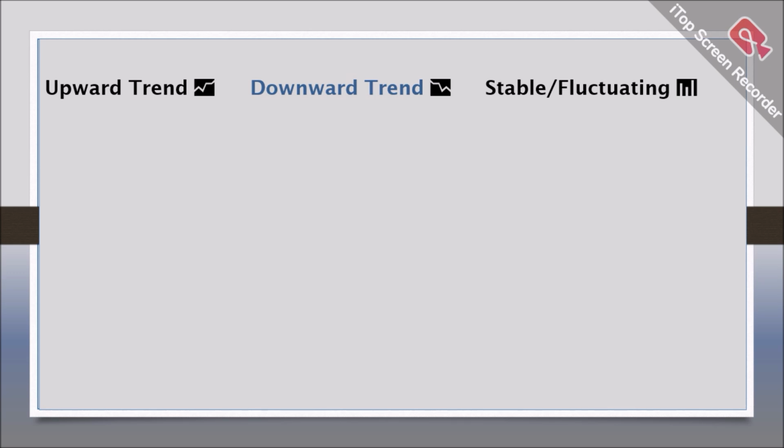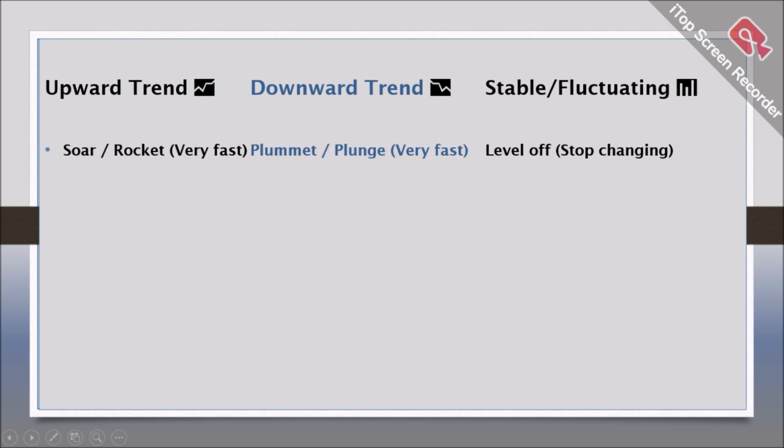When we're describing our graph and the trends, whether it's going up or down, increasing or decreasing, let's look at some more advanced vocabulary that we can use. So to soar or to rocket, it's an upward trend. It means to go up, increase very fast. For downward trends, we could use plummet or plunge. Both mean to go down very fast.